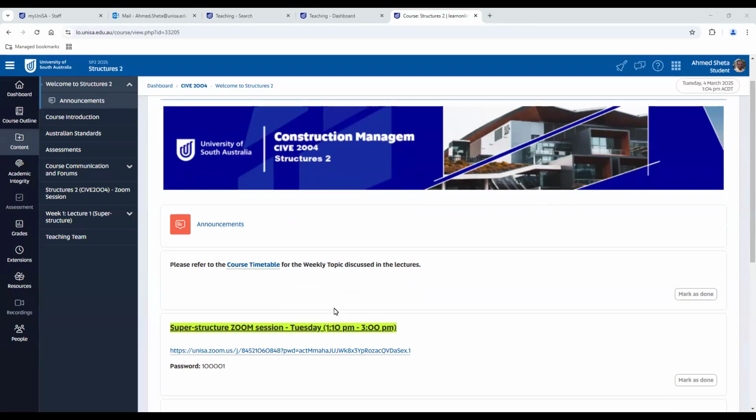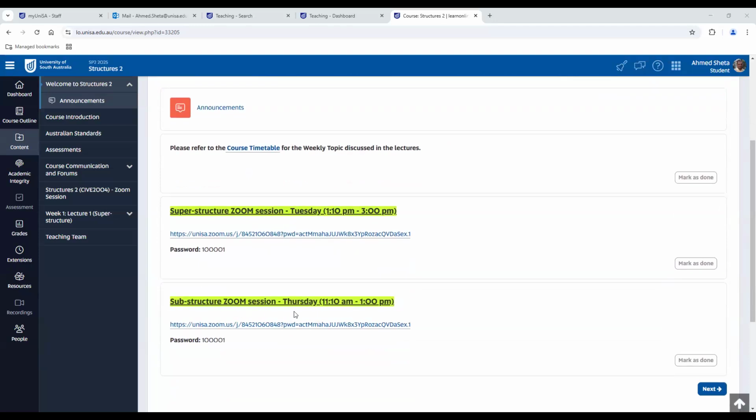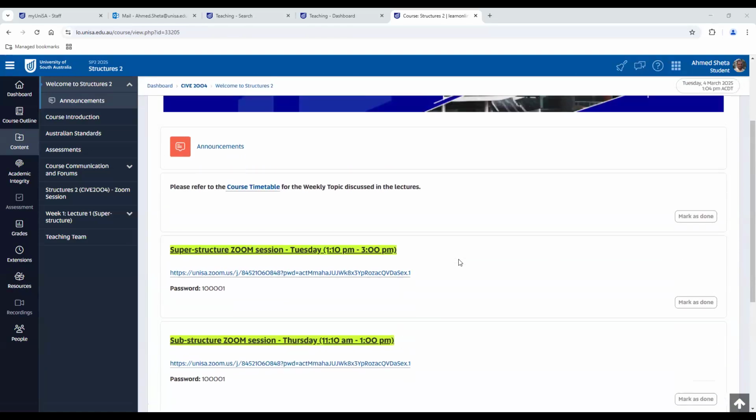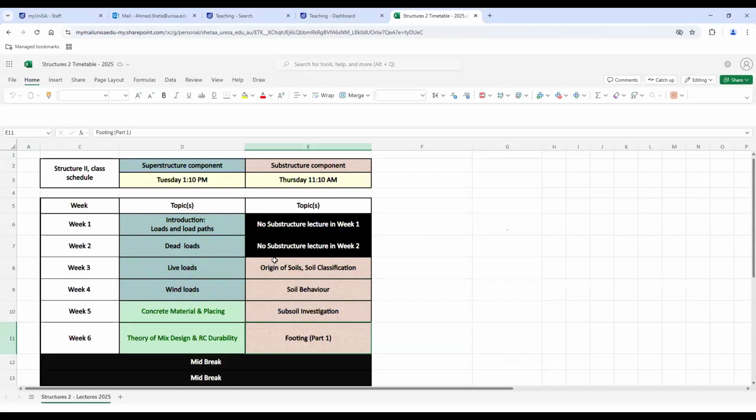Okay. So today, our Superstructure Zoom session is from 1 to 3 p.m. And the Superstructure lecture will be in week 3 on Thursday at 11 a.m. to 1 p.m. Okay, so this is the lectures time and tutorial time on Wednesday, depending on your class group. And here you can check the course timetable to see what topic we will be discussing today.